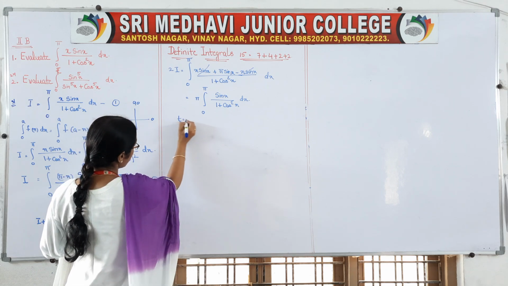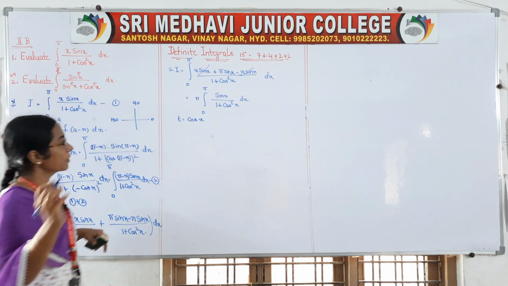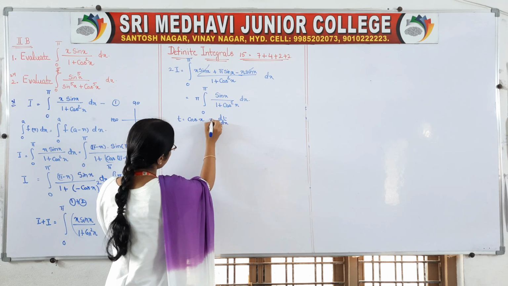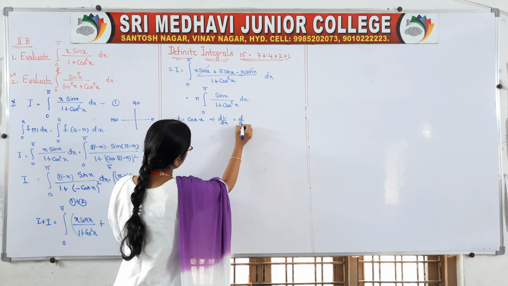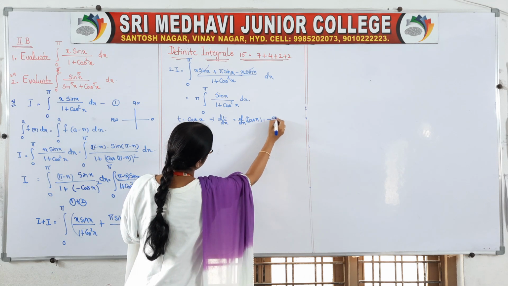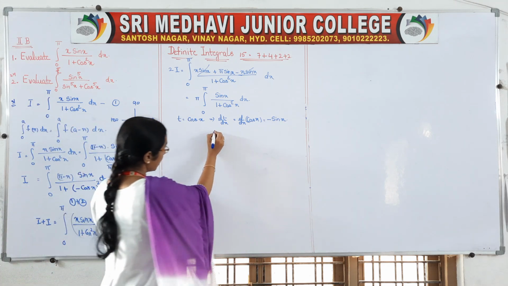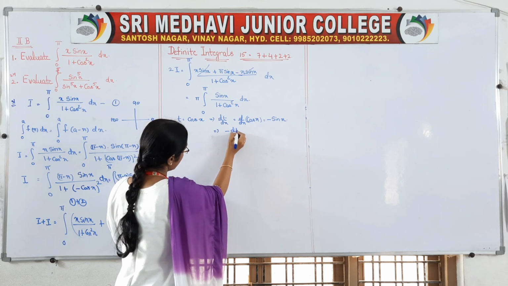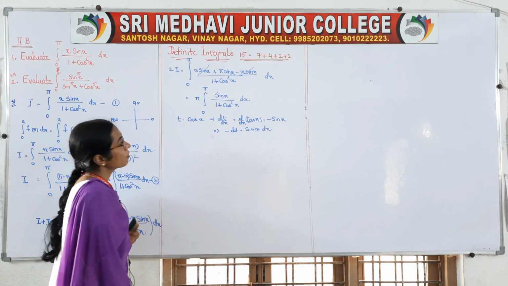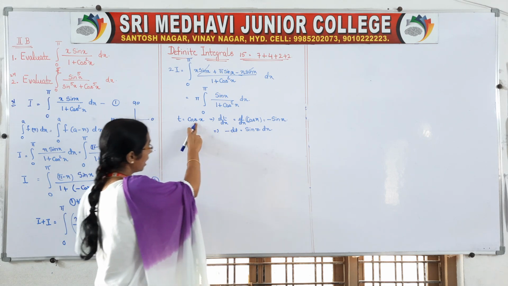Now there is no direct formula, but here downwards cos square is there, upwards sin is there, so we will take t is equal to cos x. We are going for the substitution method. Differentiate with respect to x on both sides: dt by dx is equal to d by dx of cos x, which is minus sin x. We want only sin x dx, so you take the minus to this side. So minus dt is equal to sin x dx.